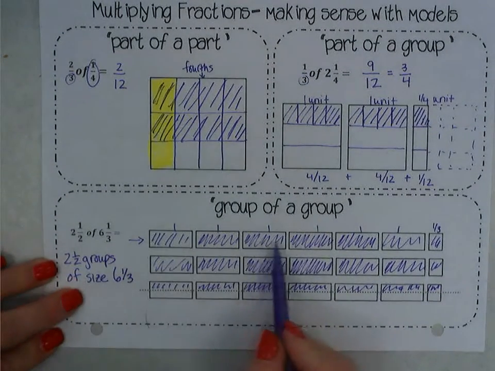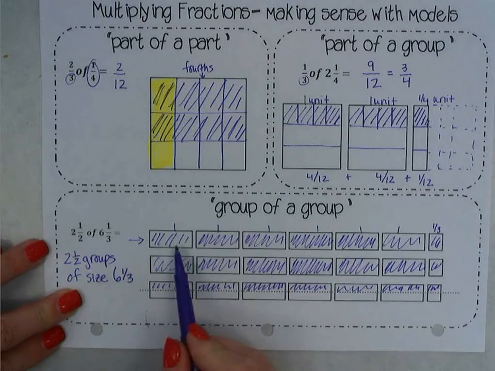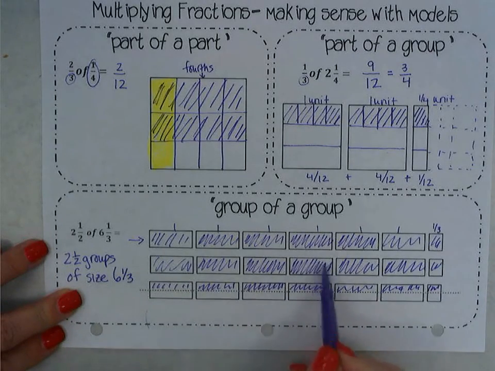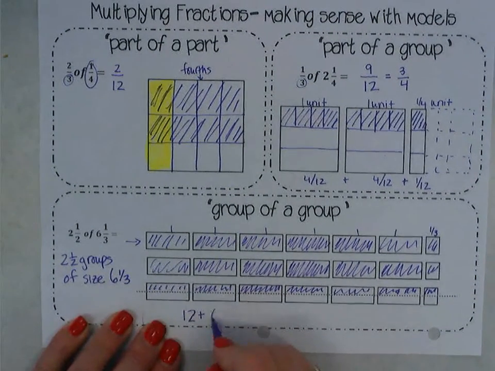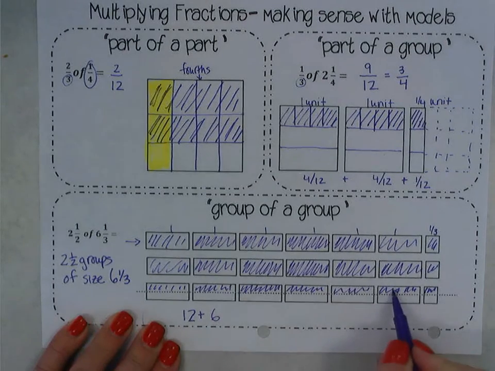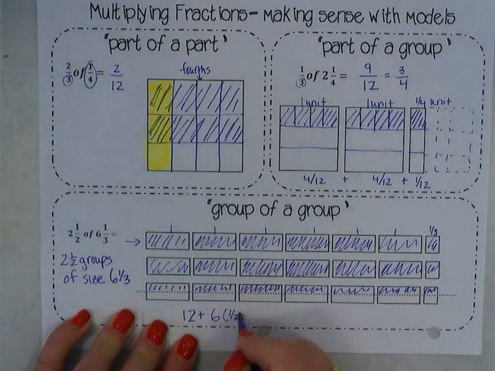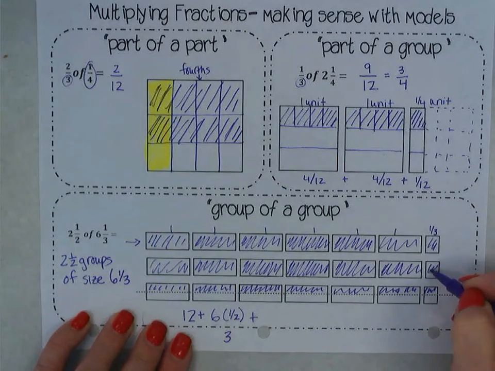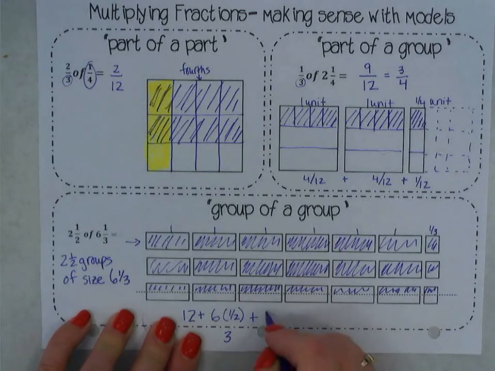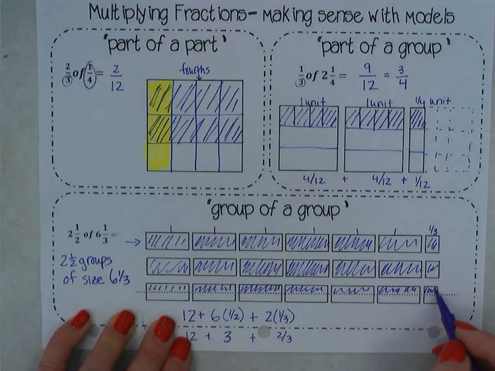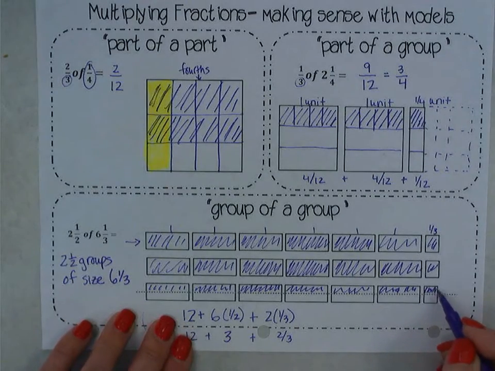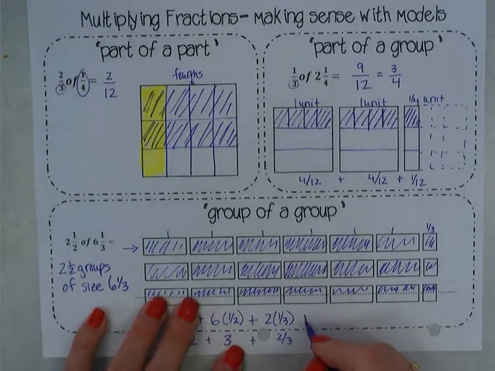Let's talk about the whole pieces that I have first. So I have 2, 4, 6, 8, 10, 12 whole pieces. Plus I have 1, 2, 3, 4, 5, 6 half pieces, or 6 times 1/2, which gives me 3. And then I have over here 2 pieces that are both size 1/3. If I add those together, that's 2/3. And then finally I have this little guy over here, which is not 1/3, but half of a third, or 1/6.